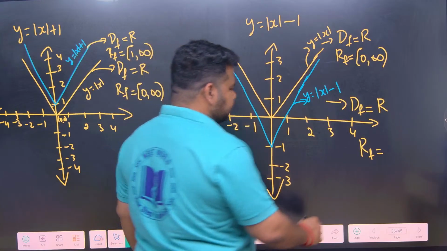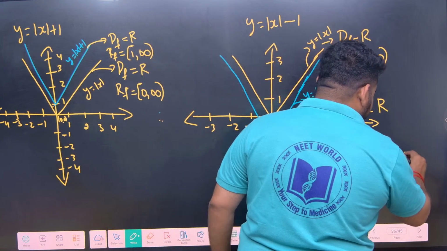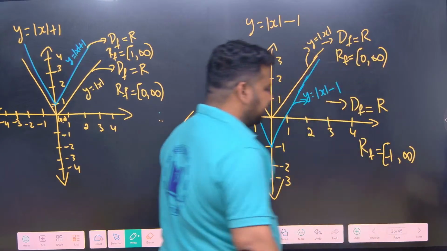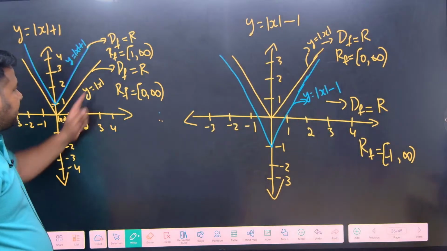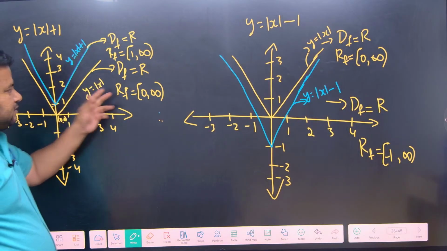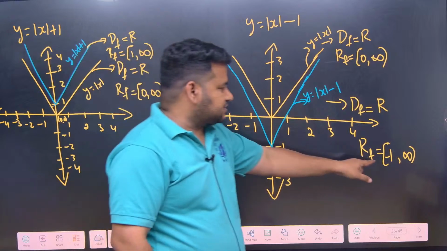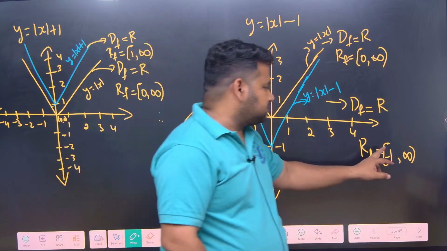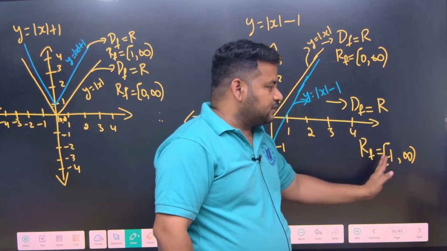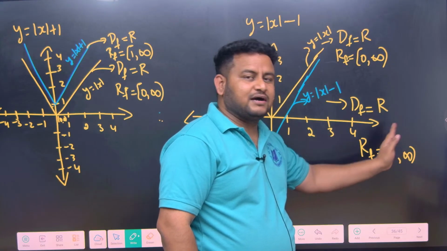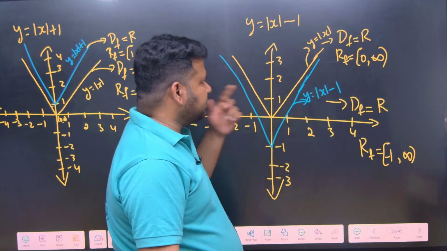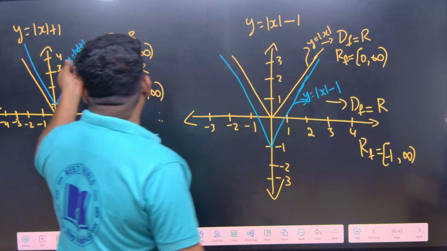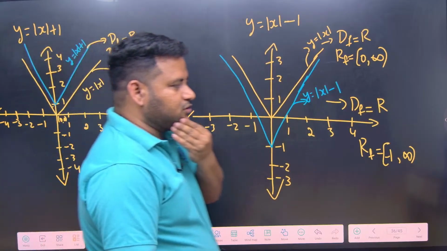So what should I write? The range will go to positive infinity, but it is starting from minus 1. So the closed interval minus 1 comma infinity. For y is equal to mod x plus 1, it is the closed interval 1 comma infinity, because it is starting from 1. Here it is minus 1 comma infinity. It is starting at minus 1 and going up to positive infinity. That is the meaning of y is equal to mod x minus 1, and y is equal to mod x plus 1.